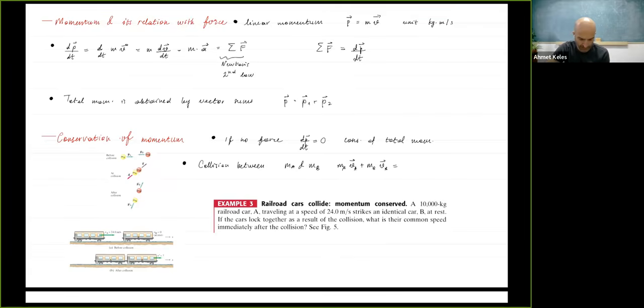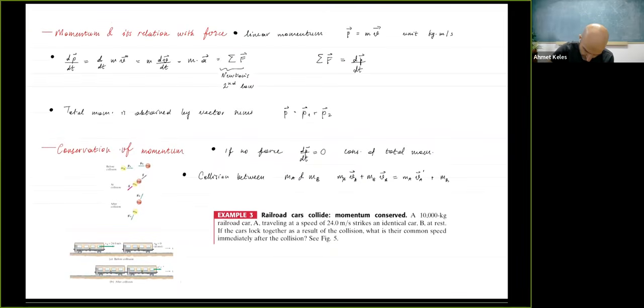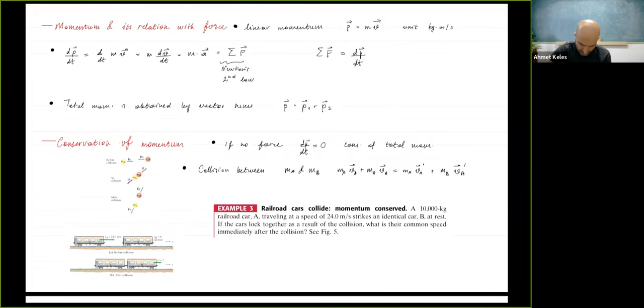And after the collision, I need to use new letters for VA and VB. The way I do it is with primes. The masses are the same. I assume there's no breaking or explosion, so they come in one piece, go in one piece. MA times VA vector prime. That means the mass A has a primed velocity after the collision, and same for B. Simple stuff.